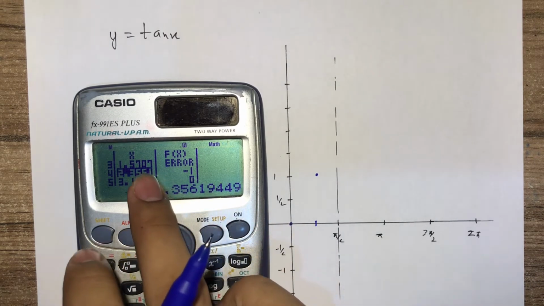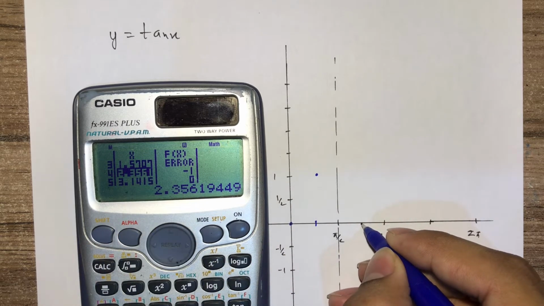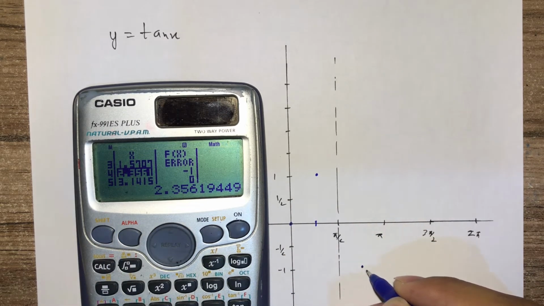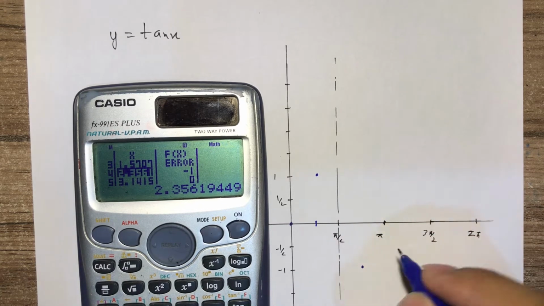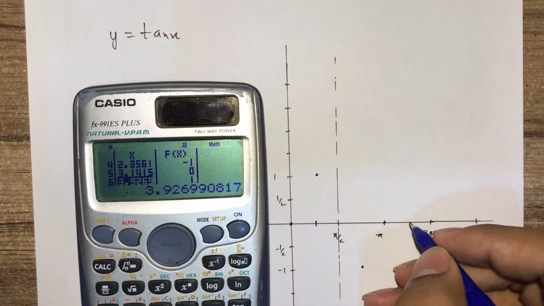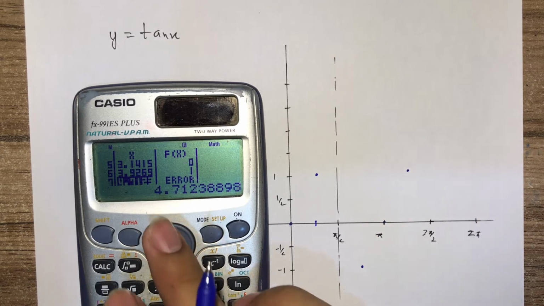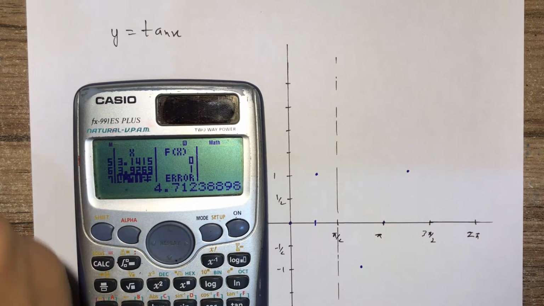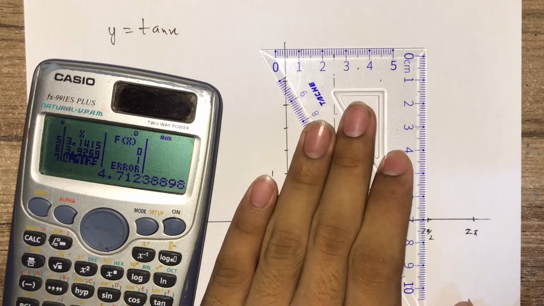Then at 3 pi by 4 it's negative 1, right? 3 pi by 4 will be over here, this is negative 1, and then at pi it's 0. Then at 5 pi by 4 it's again 1, so somewhere here, and then at 3 pi by 2 it's again an error, that means it's again undefined, there is an asymptote here.